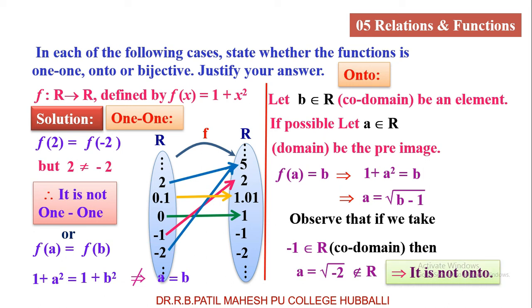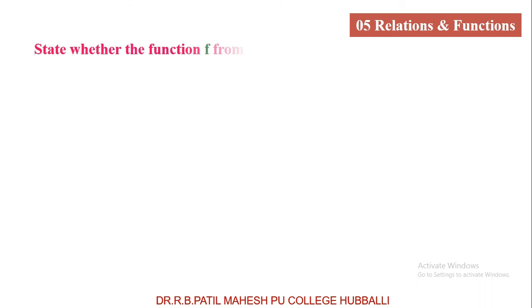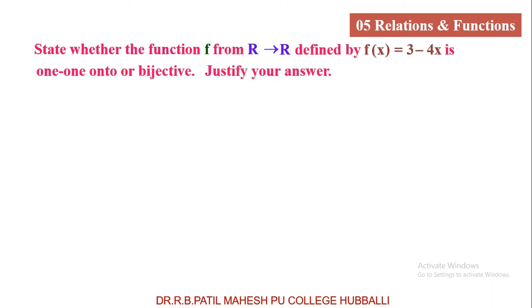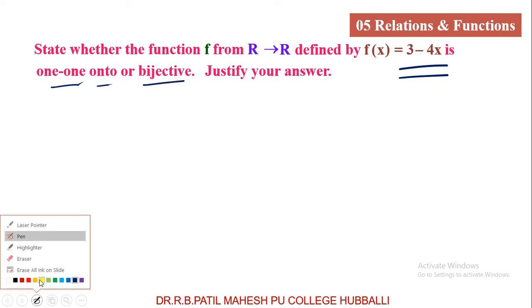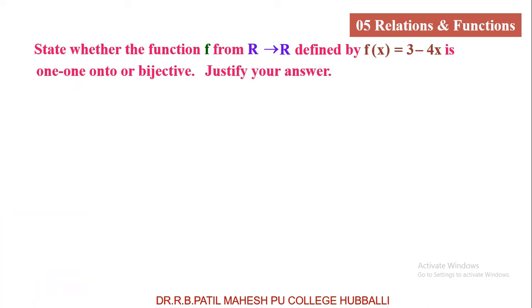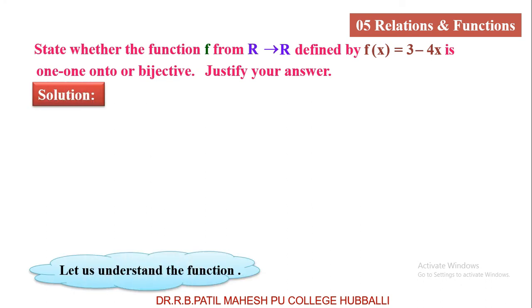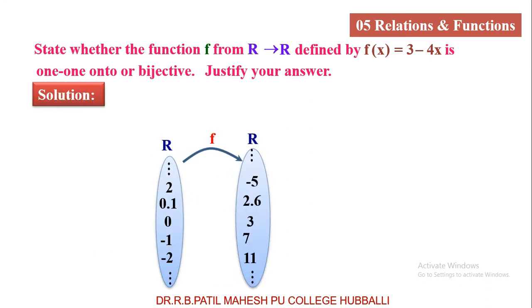Similar to this, one more example we can check. Everything is the same. State whether the function f from R to R defined by f of x equal to 3 minus 4x is one-one, onto or bijective. Justify your answer. Again the same, but 3 minus 4x we have. Let us understand by arrow diagram.